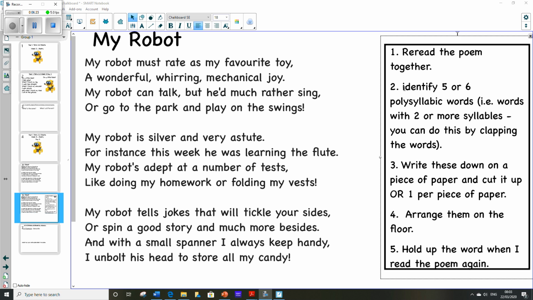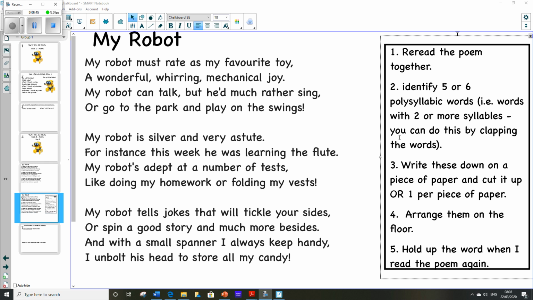Then you're going to identify 5 or 6 of the polysyllabic words. Now grown-ups, that's words with 2 or more syllables, words like robot and favourite. You can do this by clapping the words. If it's a single clap, then it's a monosyllabic word. If you have got more than 2 claps in a word, then that's a polysyllabic word.